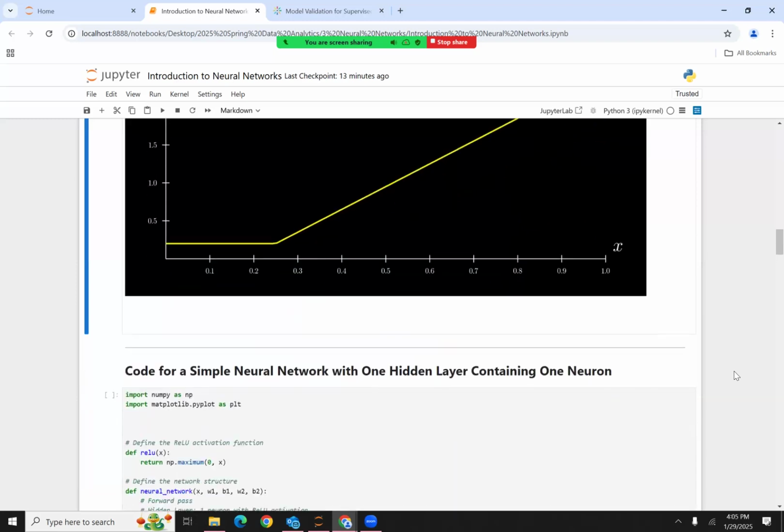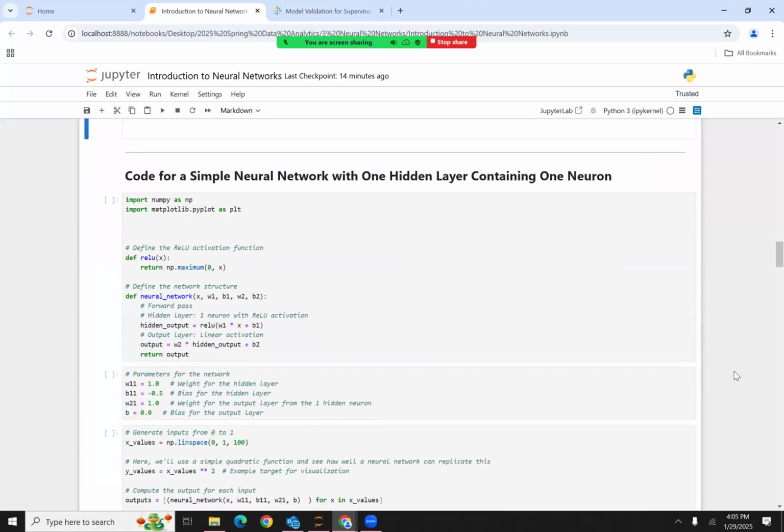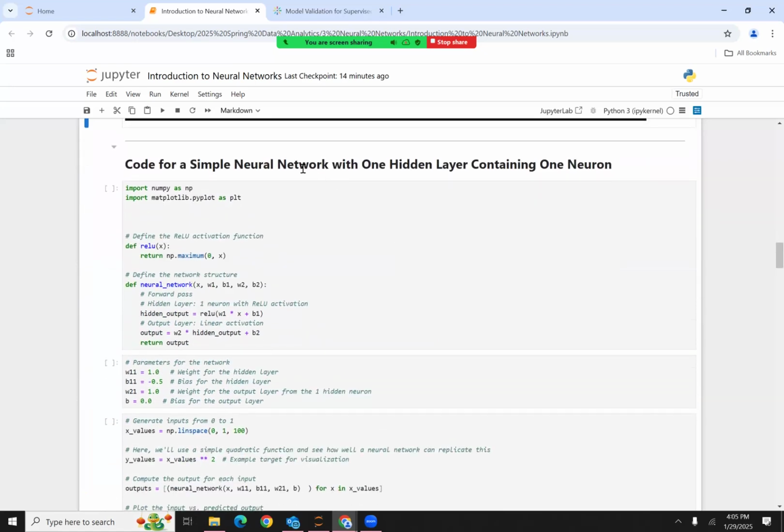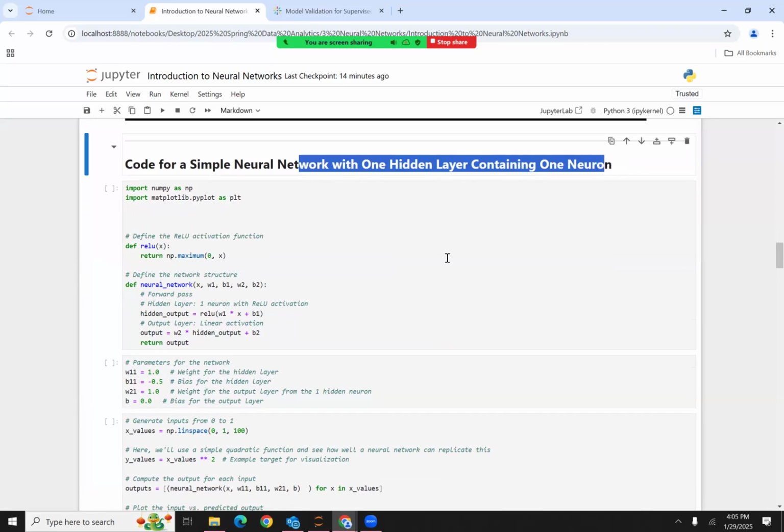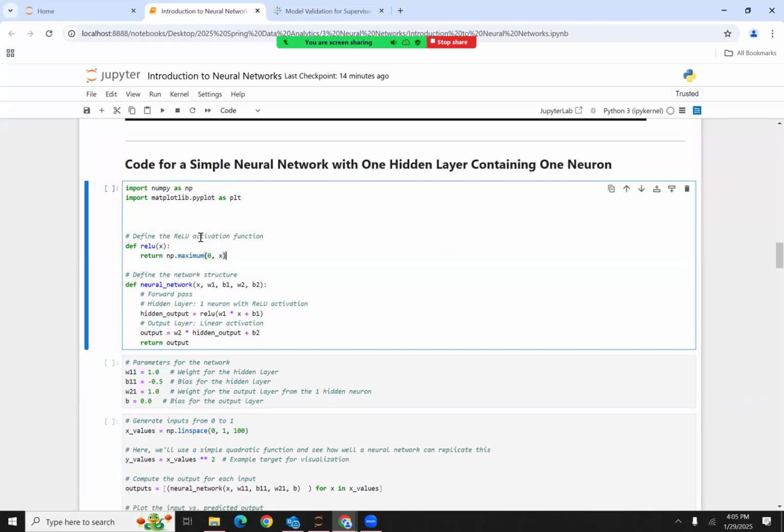All right, so let's see our first neural network in action. It's a simple neural network with one hidden layer containing just one neuron. Here is the Python code for that. We are creating a function to model the performance of an RELU activation function. If X is positive, we return the value of X. If X is negative, then we return a value of 0.